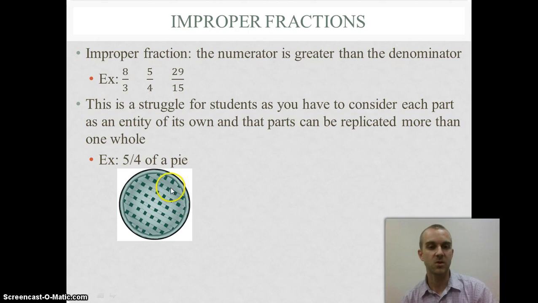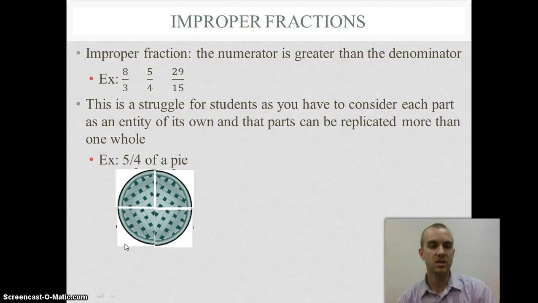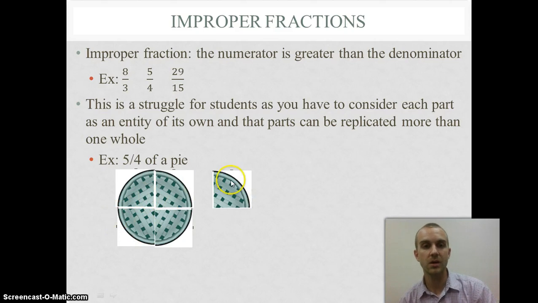So if I say 5/4 of a pie, that's more than my entire pie. They understand 4/4, but then they have to recognize that each of those are individual pieces, and I'm pulling over yet another piece of a different pie. So I've got 4 pieces making my whole pie and 1/4 of yet another pie.